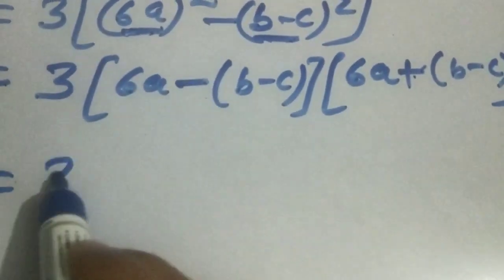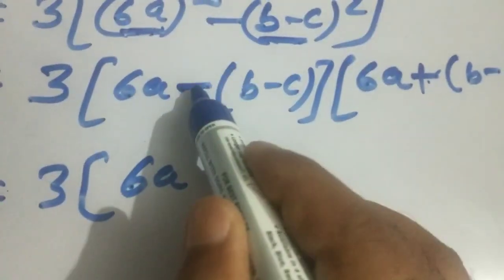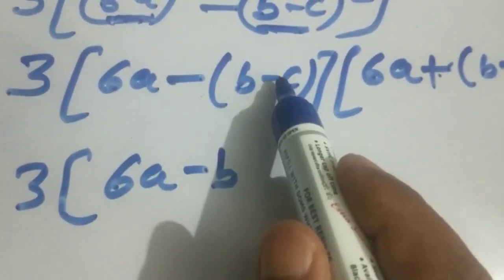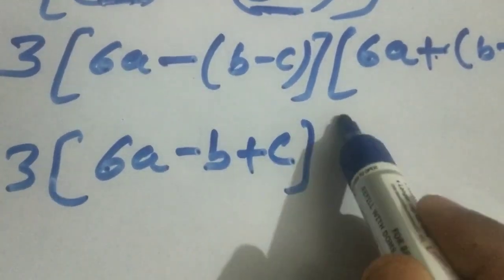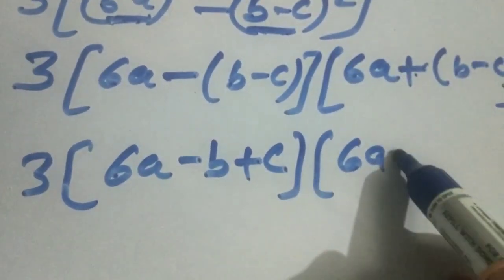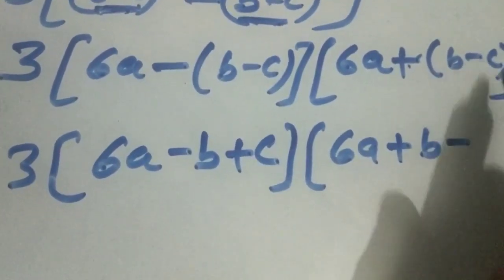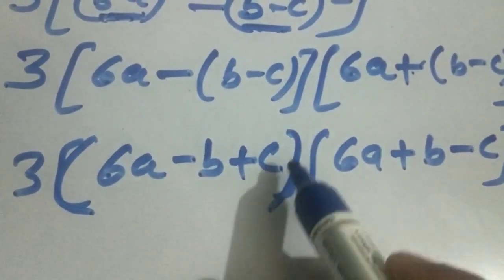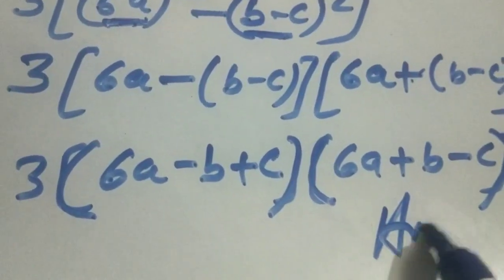Now remove the bracket. So it will be 6a, and minus multiplied by plus b will be minus b, and minus multiplied by minus will be plus c, and in another bracket 6a, and plus multiplied by plus will be plus itself, and plus multiplied by minus will be minus, and c is here, so write here c. So you can also keep a small bracket here. This is your factorization for the given expression.